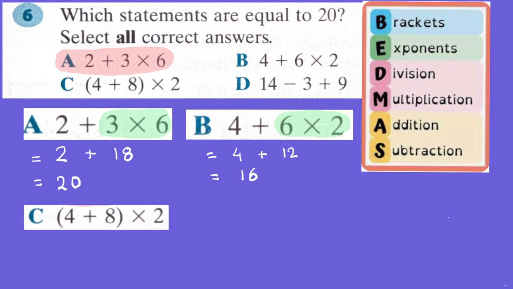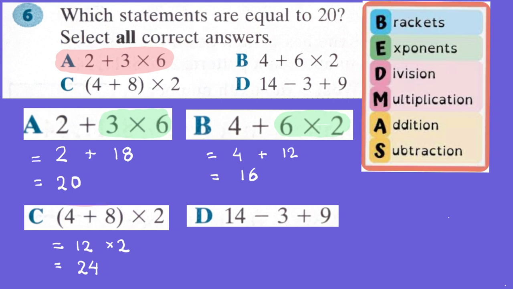Now we have 4 plus 8 in brackets. And we see that the brackets are right at the top of our table, which means that they come before multiplication. So we need to do the brackets first, even though there is an addition sign there. All right, so 4 plus 8 is 12. And we multiply that by 2. And therefore we will get 24. That answer is not 20, so this is not a correct answer.